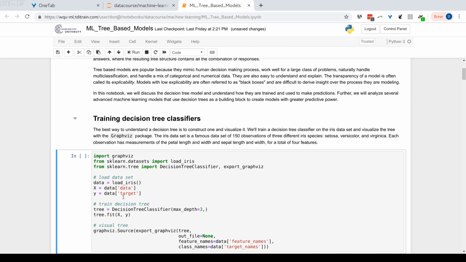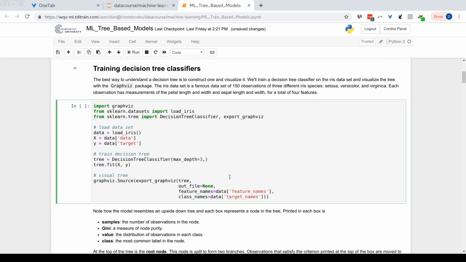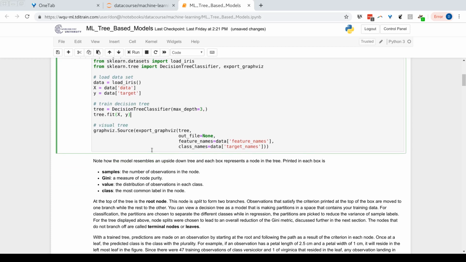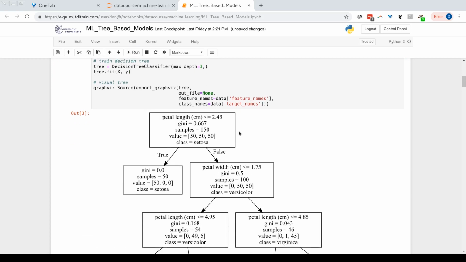So we load that data set, which we do there. We're going to work with the decision tree classifier model, so it is the decision tree that works for classification. We'll talk about the hyperparameters that are involved with the model in just a bit. But once we fit the model, we're going to use this package called GraphViz, which you can use to visualize this tree. So let's run this code and we'll get the resulting tree-like structure.